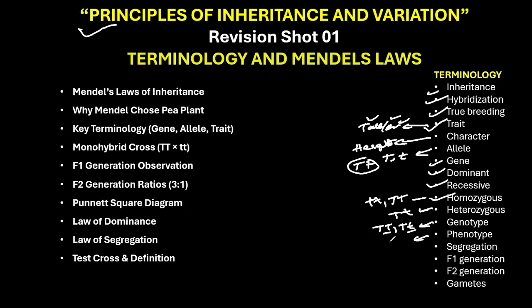Then phenotype means physical appearance. Like if it is capital T, it is tall. If it is capital T, small t, it is tall. So phenotype is the external appearance, how it appears, whether it appears tall or dwarf.